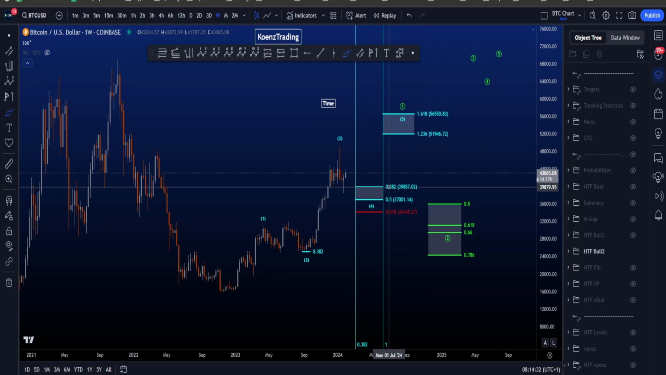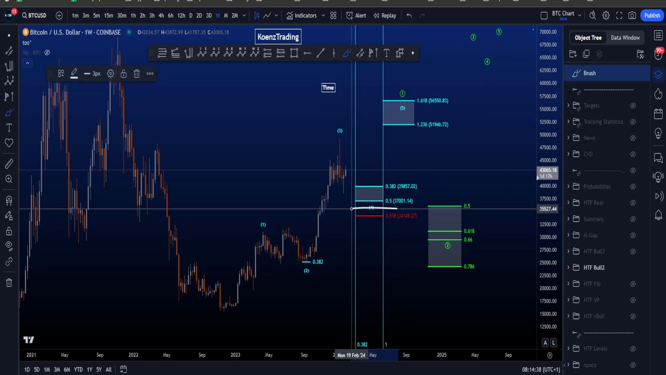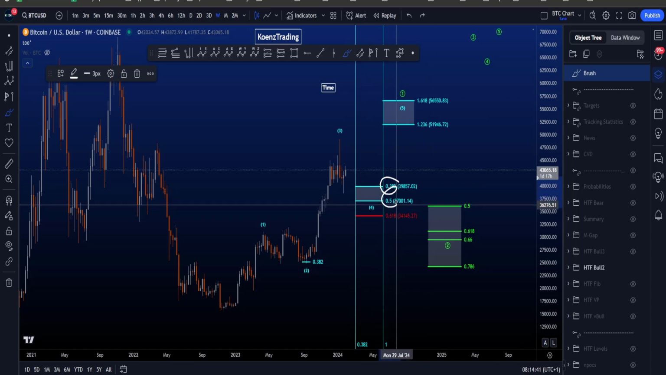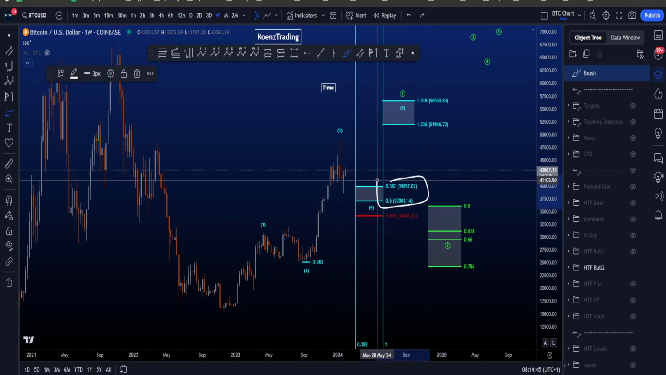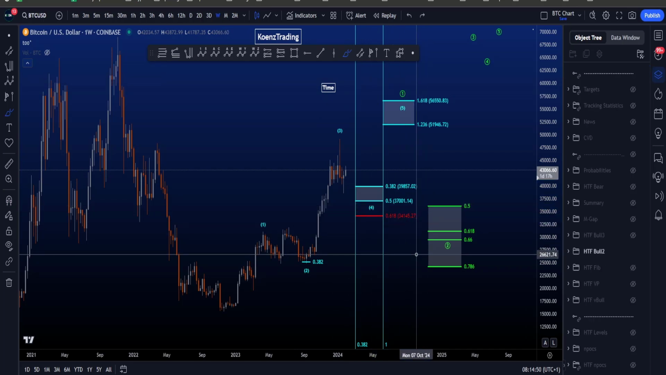I think that the psychology element of this scenario is very, very attractive. Now in this scenario, we are then looking for a wave 4. Common target in wave 4 is the 0.382 to the 0.5 taken from the low to the high, 39.8k to 37k, and the invalidation is the 0.618 at 34.1k.